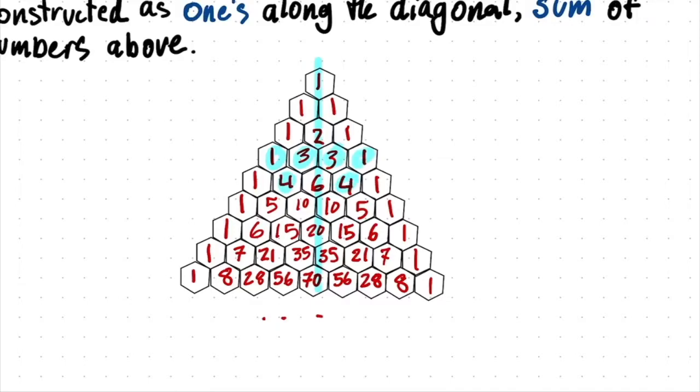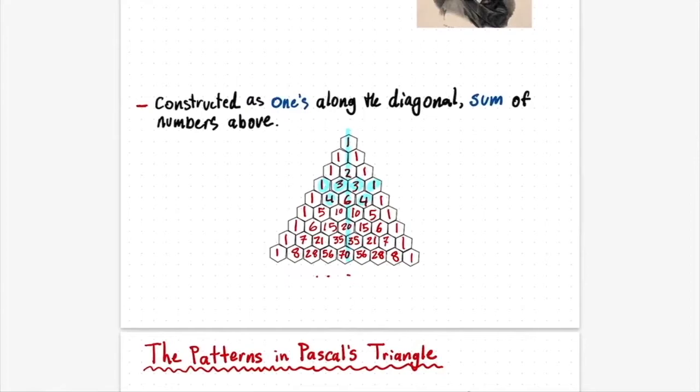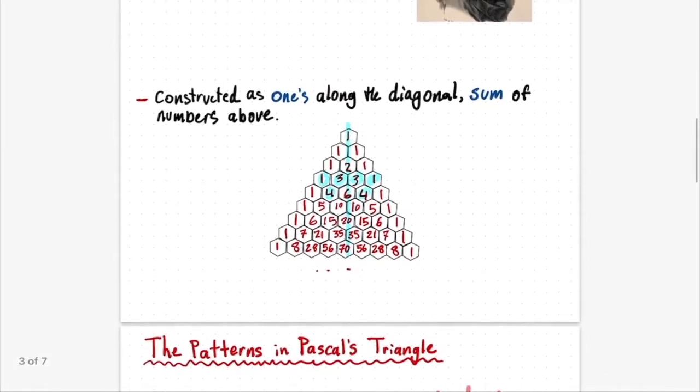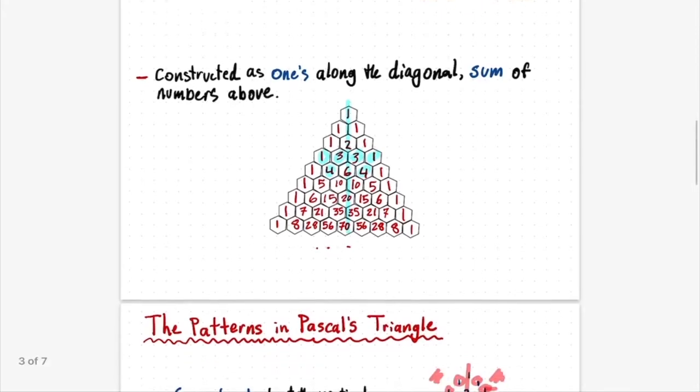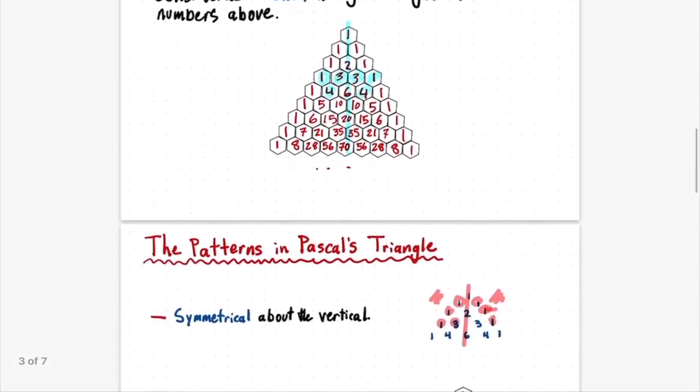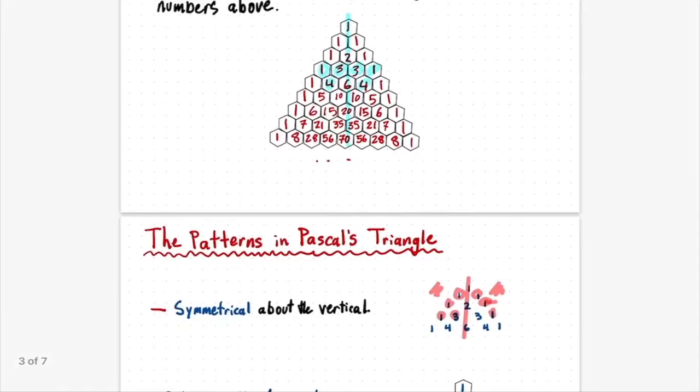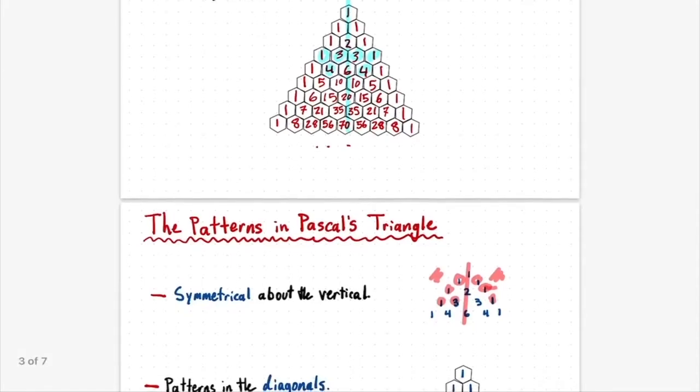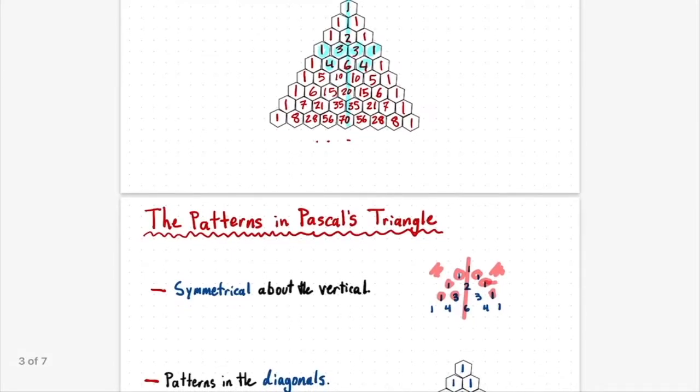So there's going to be a 4 on both sides of the triangle. That's going to be true of every number on Pascal's Triangle, and thus the triangle is symmetrical. And this symmetry is really what helps distinguish a lot of the patterns in Pascal's Triangle.